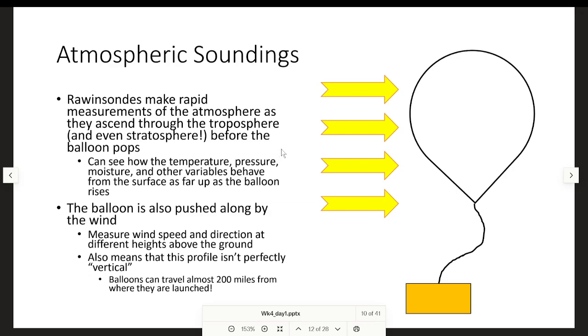The balloon is also pushed by the wind, so it doesn't go up in a straight line. It moves around, and so that's how we get these things called hodographs, which plot the location and the wind speed of the balloon at different locations. Yeah, but it's not a perfectly vertical profile, so it can cause problems. You can't really know exactly what's going on in a location above your head because the balloon travels. It can travel almost 200 miles from where it's launched.